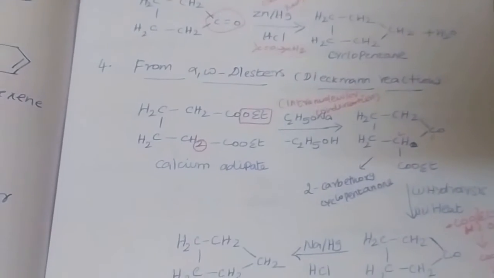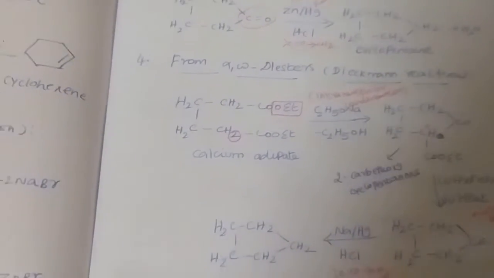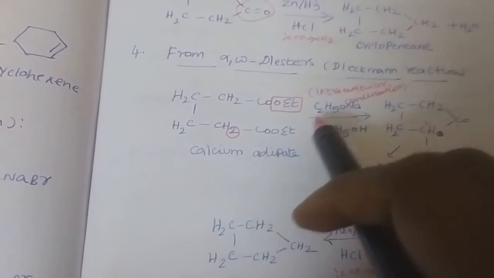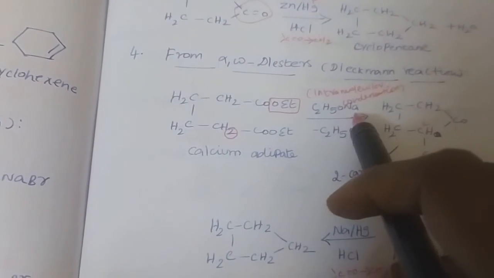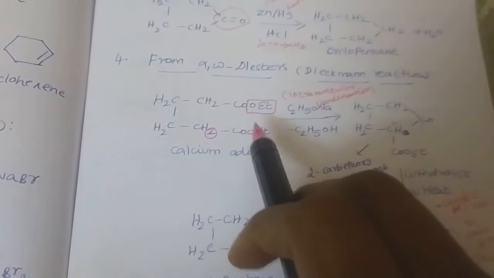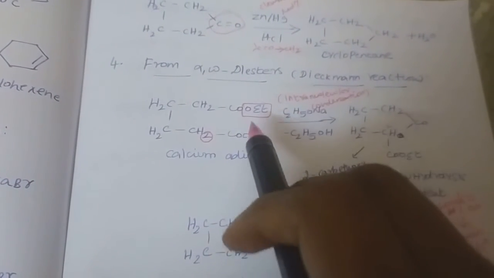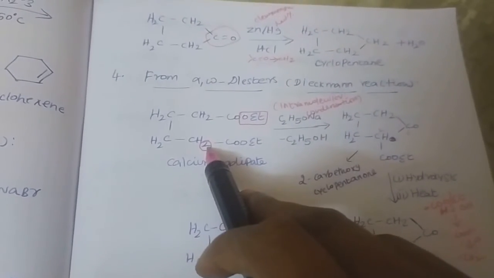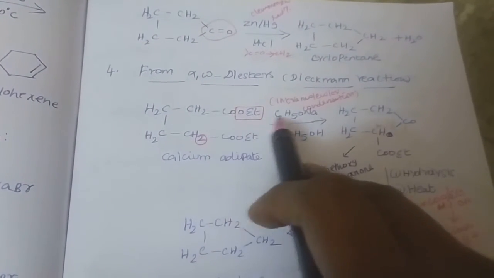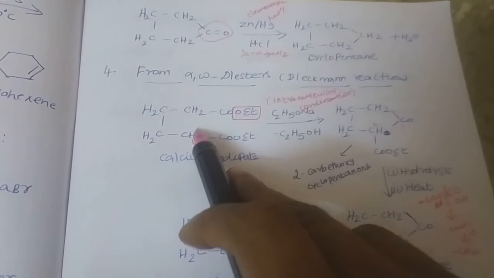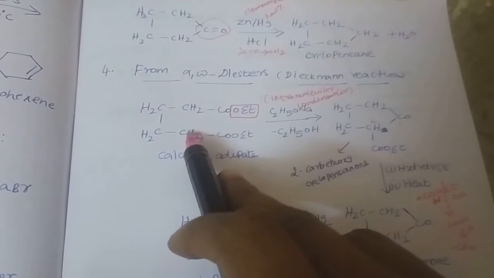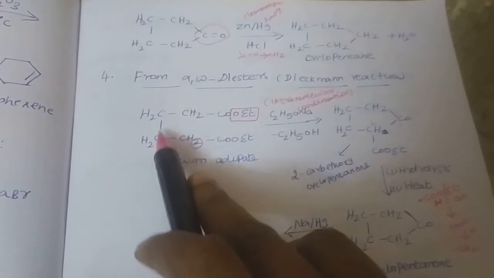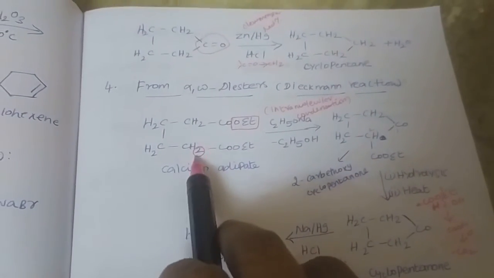So next, from alpha omega diester, Dieckmann reaction. So here also you take the calcium adipate in the presence of sodium ethoxide. This is the intramolecular condensation. So within the molecule, ethanol is removed. So here OEt and this hydrogen atom combine together. It is removed as ethanol. So the carbon-carbon bond is formed. So you get CH2, CO, CH2, CH2, CH2, COOEt.